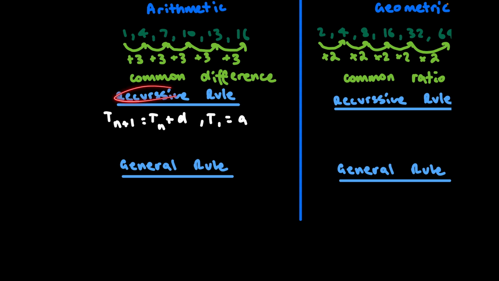That's why for a recursive rule, you must also include t1. What is the first term in the sequence? And another way of writing t1 is simply a. A denotes the first term of any sequence. So in this case, a would simply be 1.